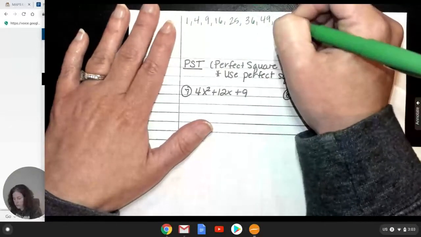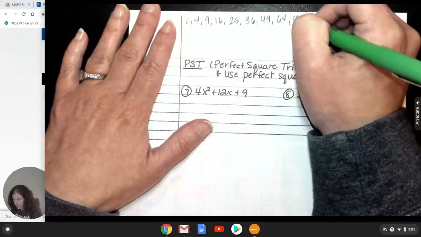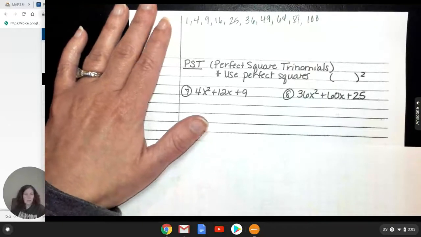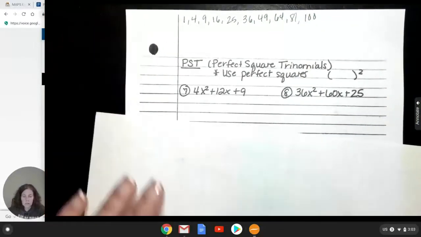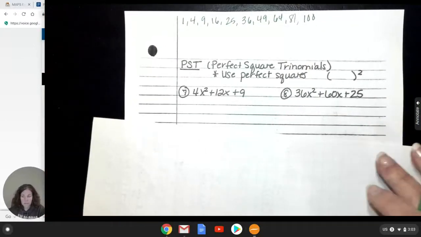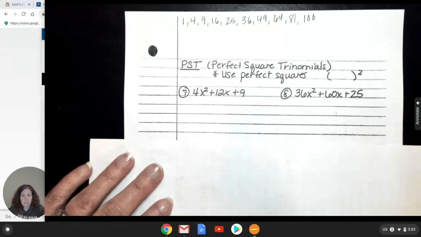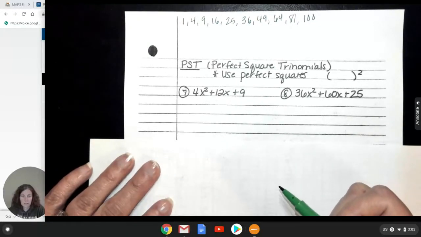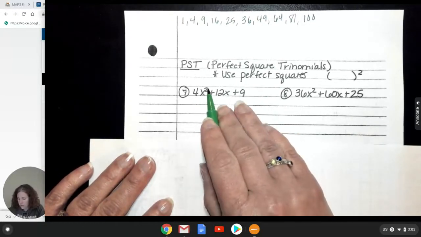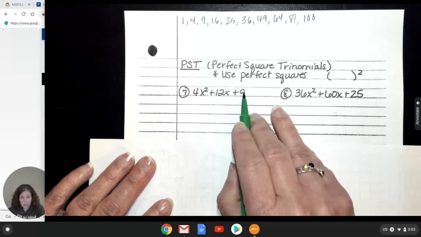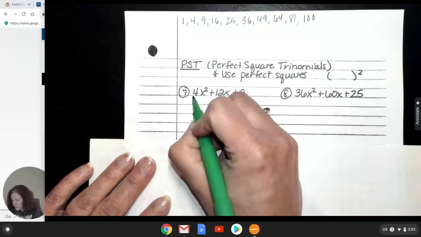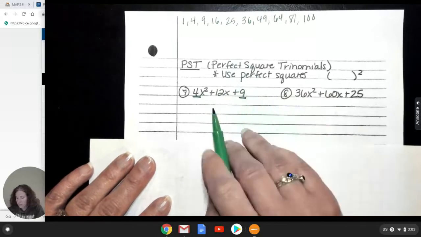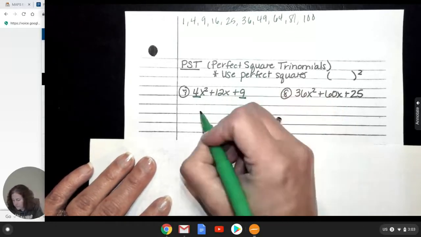I can keep going. You know, that's to 100. You might need more than that. But they're numbers that you can take the square root of, and it comes out to be perfect or an answer that's not a decimal. So now 4x squared and 9 are perfect squares. So just the first and the last have to be perfect squares. You don't have to worry about the middle.